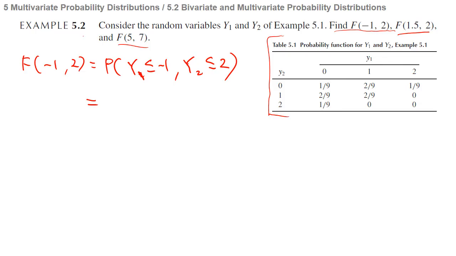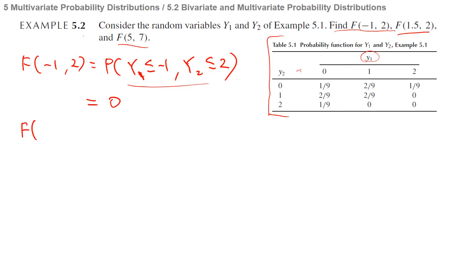About this one, there is no event that has a negative value for y1. So there's no event that has a negative value. So the probability for this, there is no event for this. So this one should be 0. Nothing is in the set here.